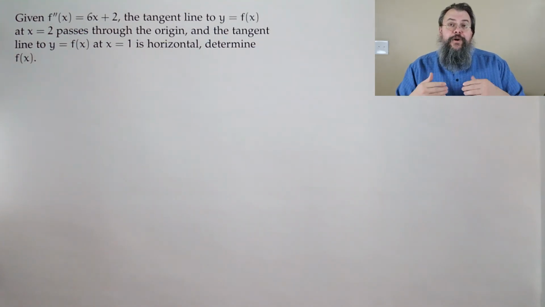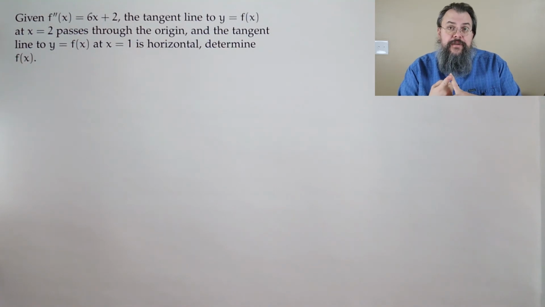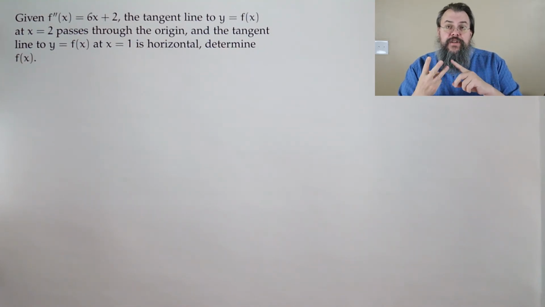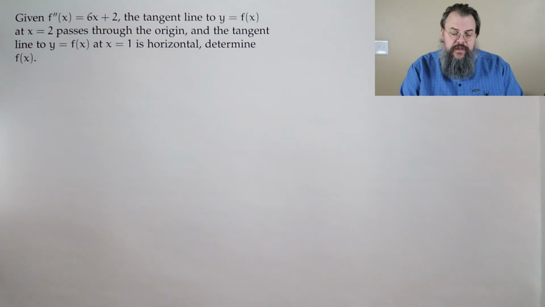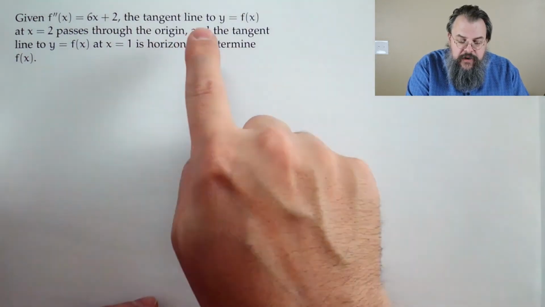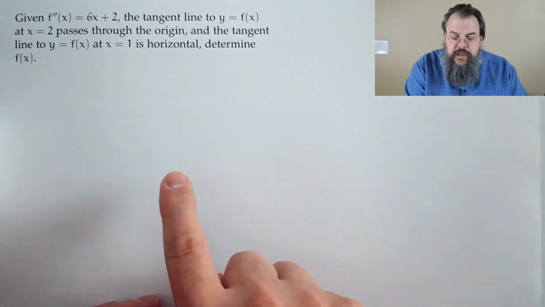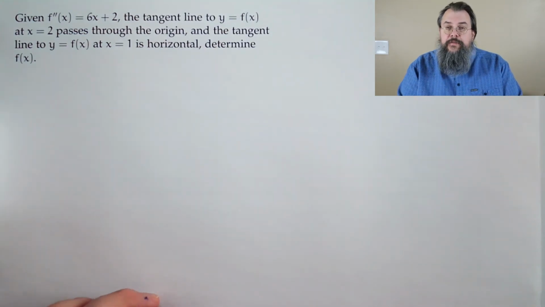See, what do we have? We have the second derivative and some information. In fact, two pieces of information, right? Because we're told our tangent line at 2 goes through the origin. Our tangent line at 1 is horizontal.